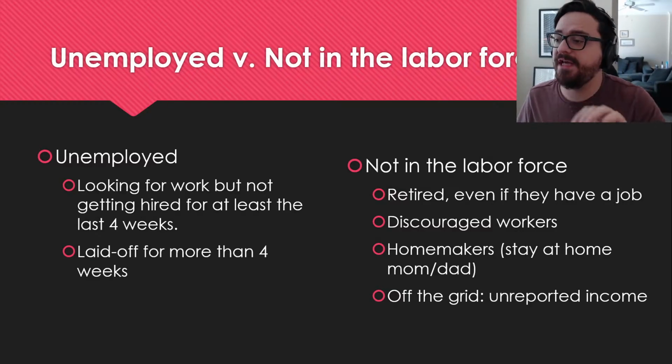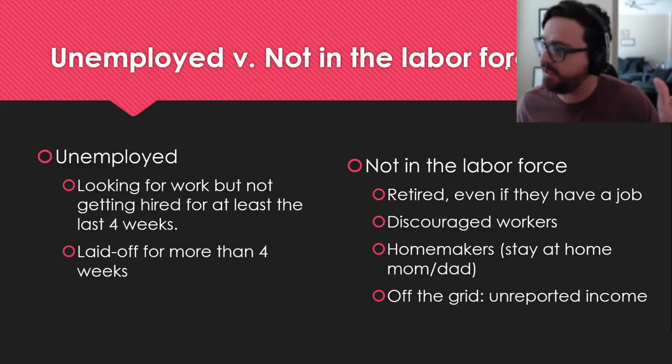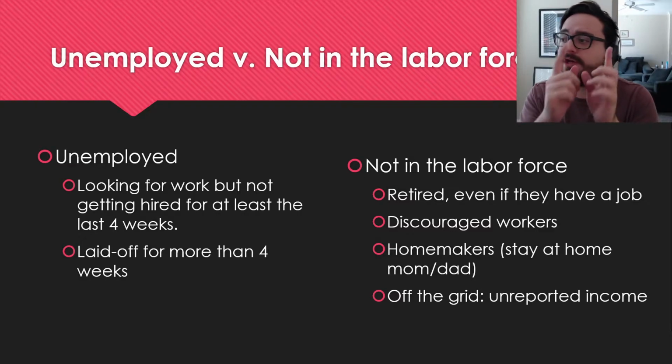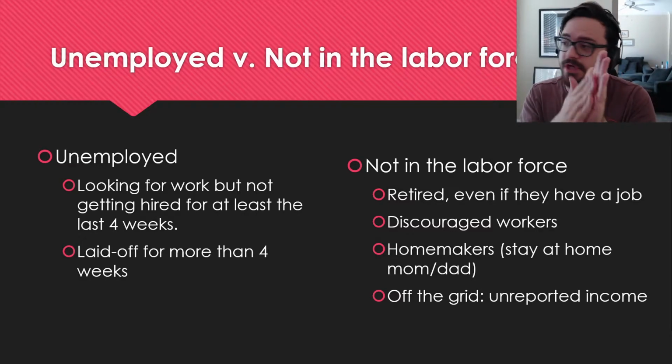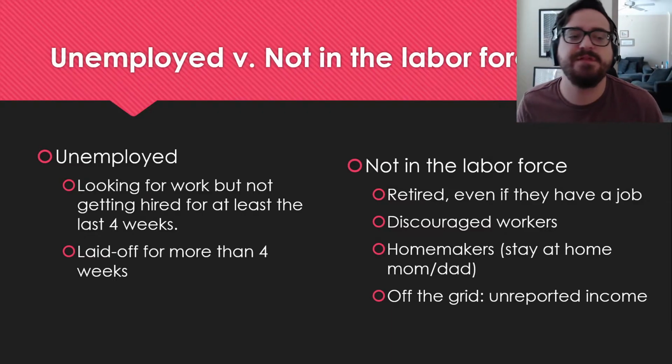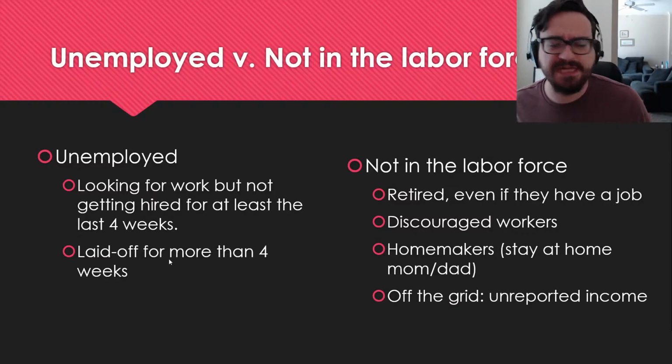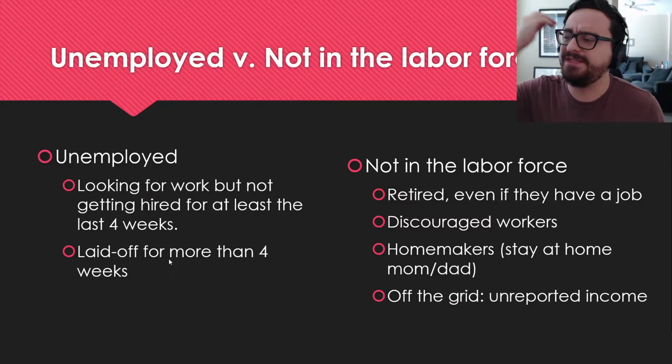In order to be unemployed, again, you have to be looking for work but not getting a job for at least 4 weeks. They do a monthly check of it. So there could be a 2-week window where you lost your job, but you got another job back in 2 or 3 weeks. Then you were technically at no point in the government's eyes officially unemployed.